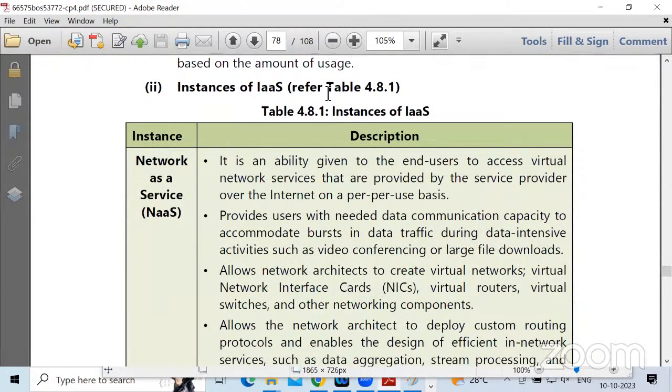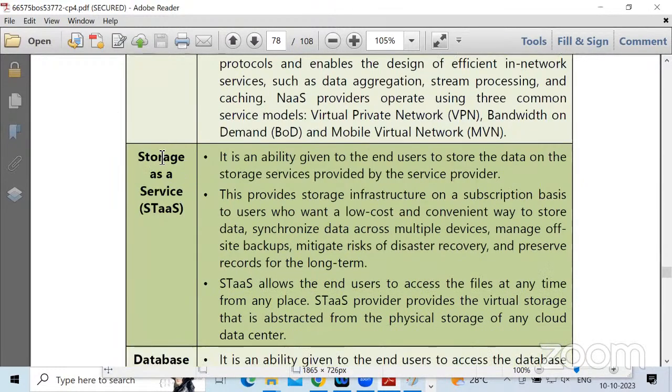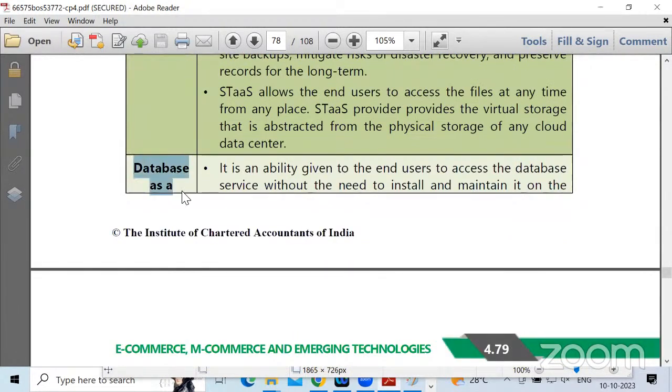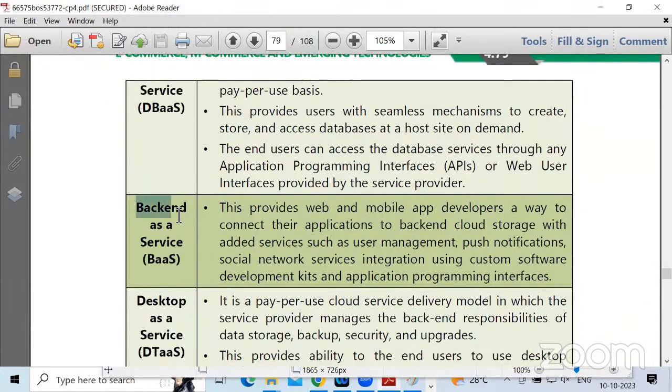Now, instances of IaaS. So far, they have not asked a question on this, but if they want to ask, it is very much possible. And this is simple also. When you talk about the instances of infrastructure as a service, instances means the subdivisions, something like that. So what is infrastructure? Infrastructure means all the hardware. So you bring into your mind the hardware devices. First one is network as a service. So network is hardware. Storage as a service. Again, you want to store, it is also hardware. Database as a service, so DBMS. Then backend as a service.